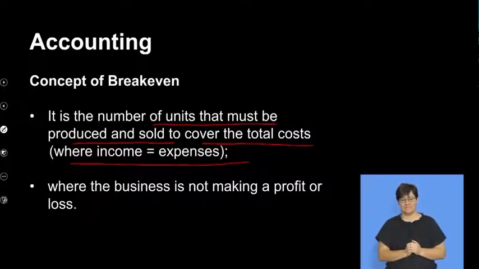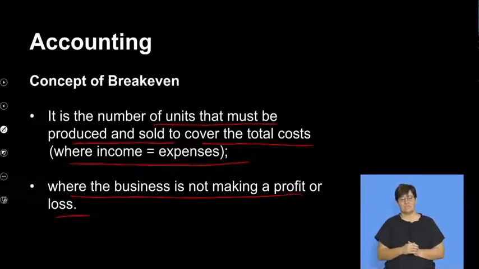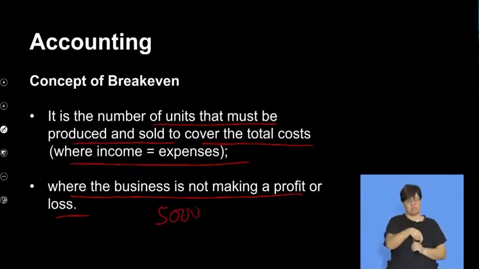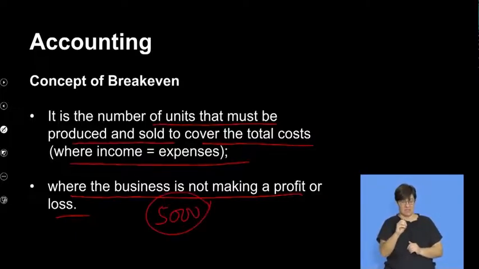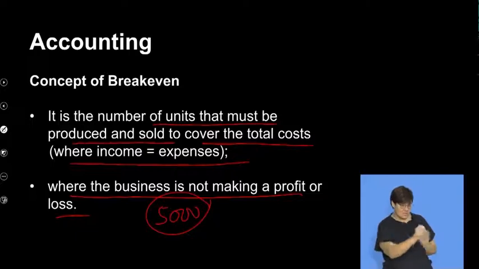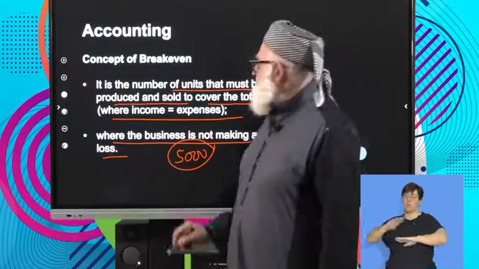And this is the point where they will neither be making a profit nor a loss on the process, at the break-even point. So if the break-even point is, for example, 5,000 units, at the point of production of 5,000 units, the business will neither be making a profit nor a loss. Okay.